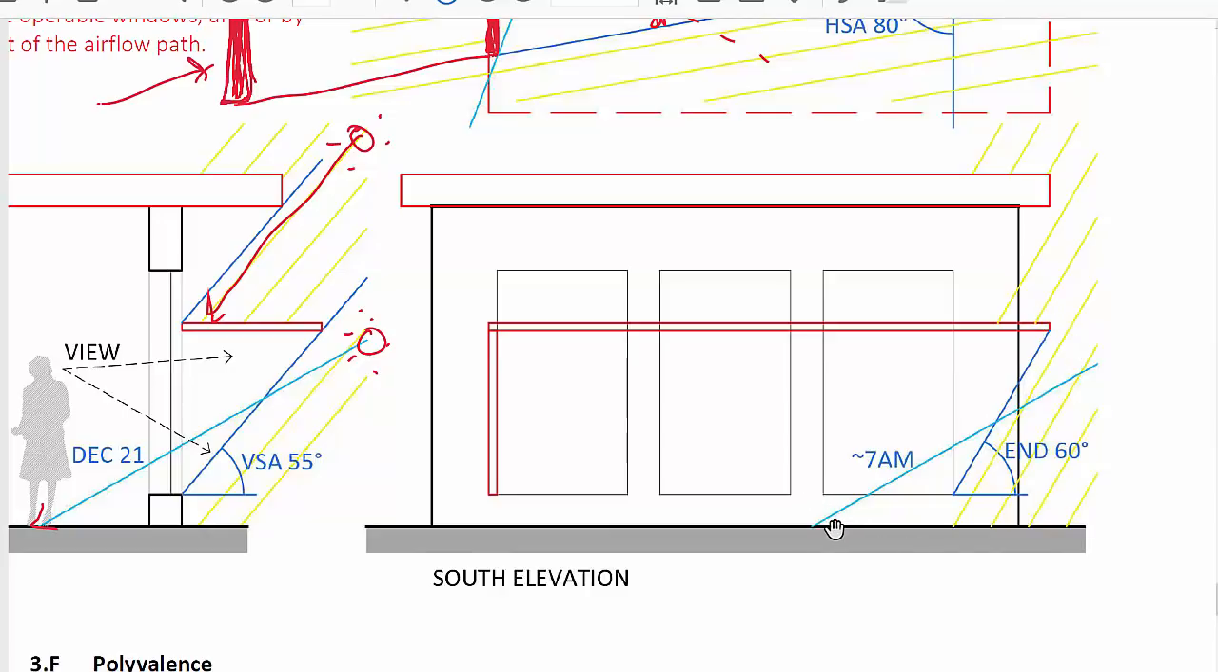Again, here I'm showing the early morning sun, and that the early morning sun is at a low enough angle that the early morning sun is allowed to bypass that horizontal shade. But once we get past, I think it was around 11 o'clock in the morning, then the sun is blocked and those windows are protected from overheating.